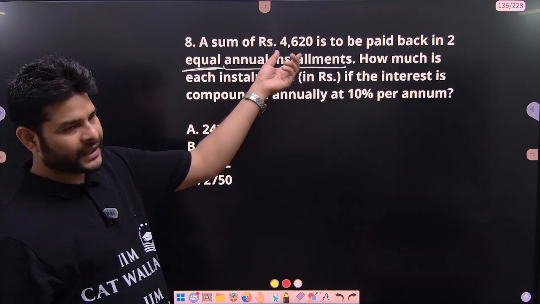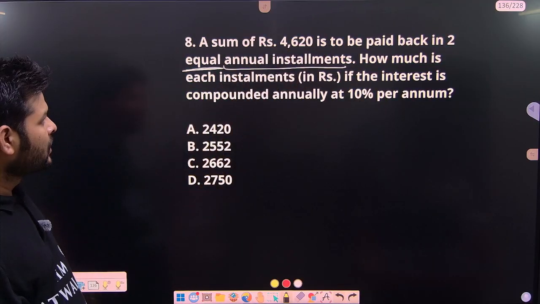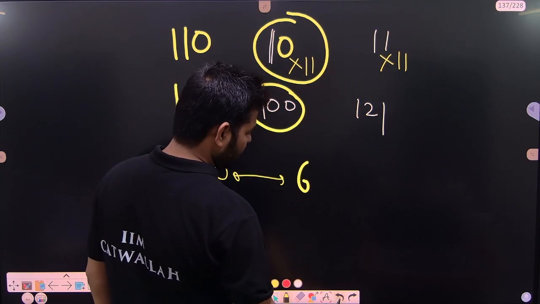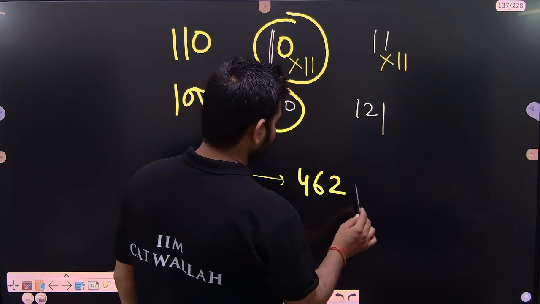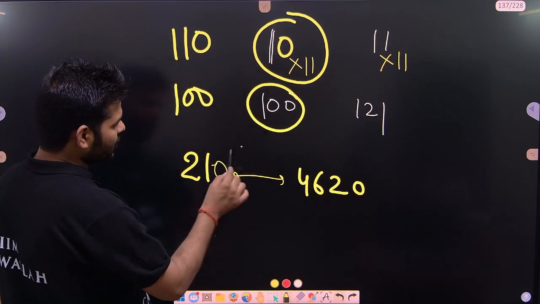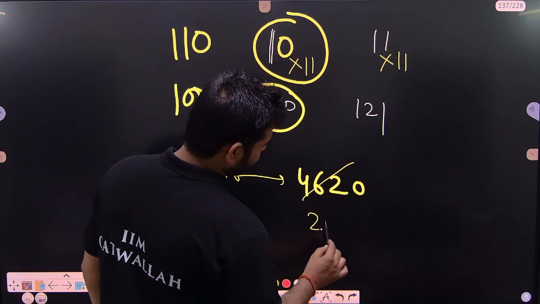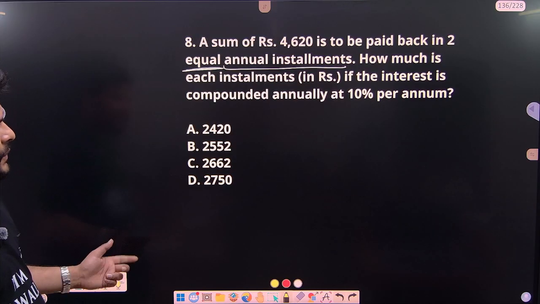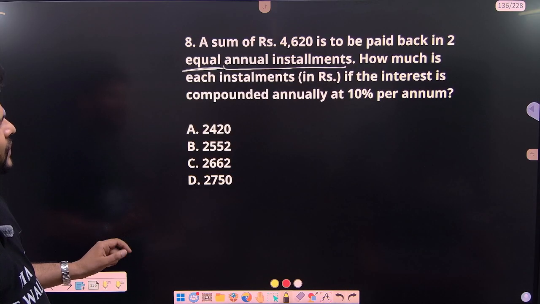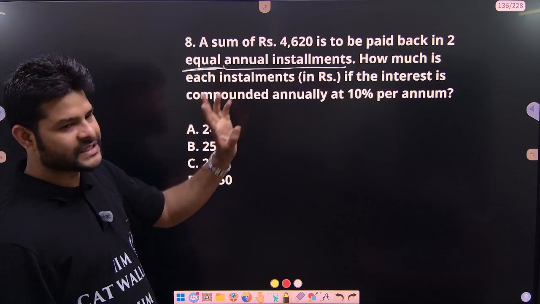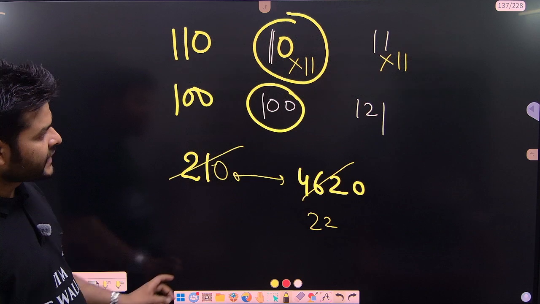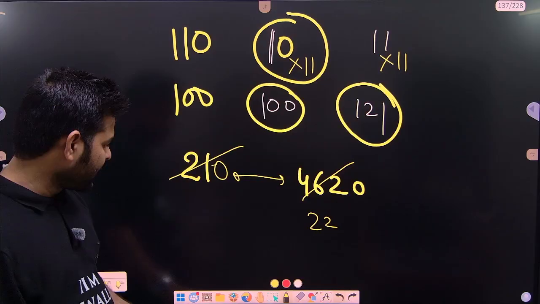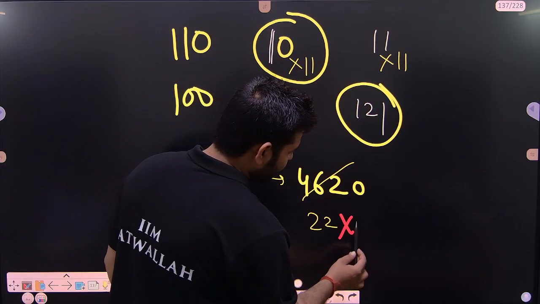The principal we have been given is 4,620. So 1 unit value would be 22. And we have been asked, guys, what we have been asked? If the rate is compounded annually, rate of interest, how much is each installment? Each installment cost. So each installment is 121 unit.